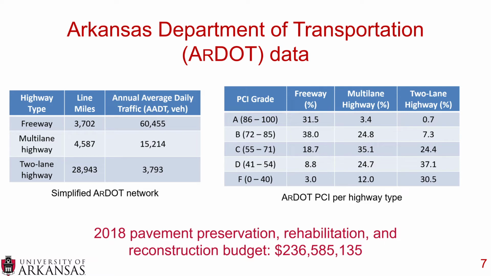So it's getting a little older, but at the time it was brand new. And their pavement preservation, rehabilitation, and reconstruction budget that we used in class was just over $236 million. So as we went through the four calculators, as the students looked at those different treatments, they used this data from RDOT: their highway types and lane miles and traffic, the condition of those highway types, and then the actual budget available to RDOT.